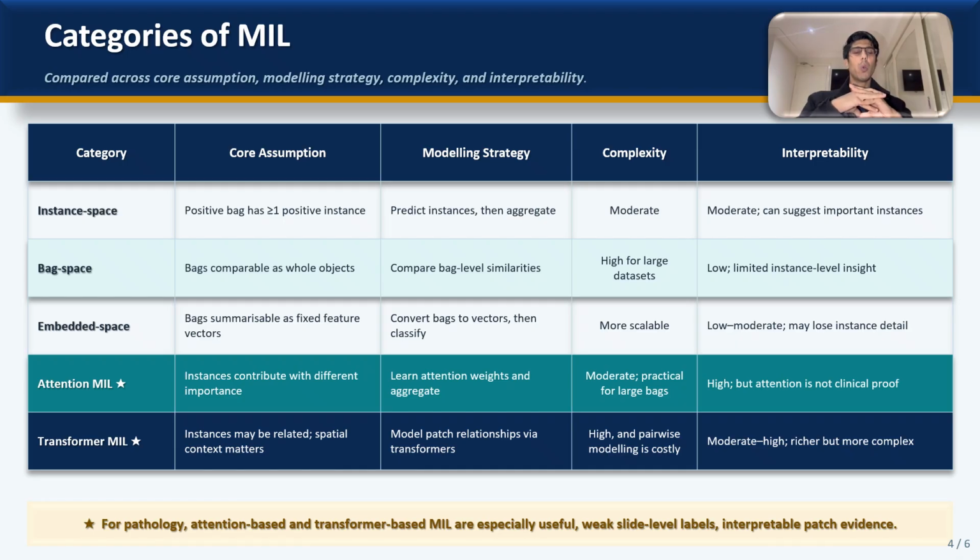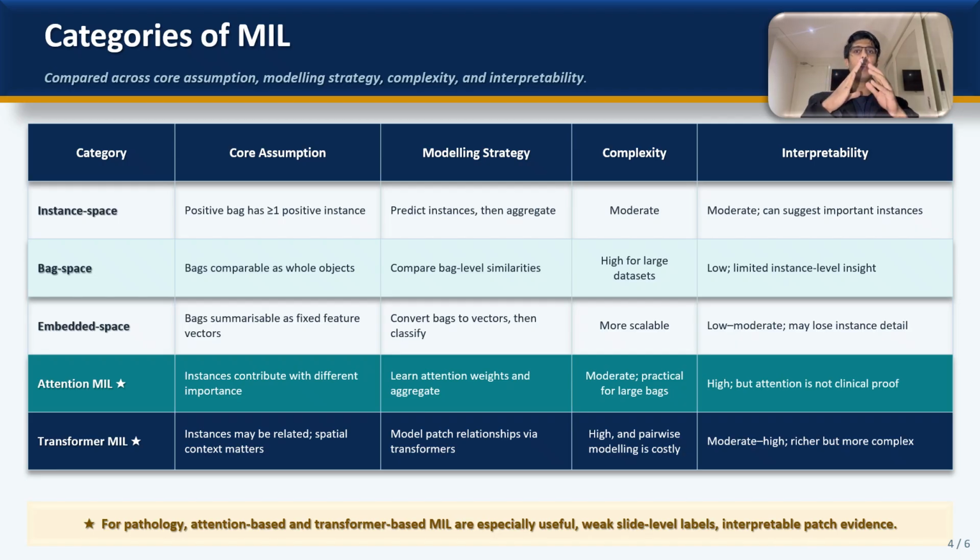Now we're going to talk about the categories of MIL. I compared 5 MIL categories across 4 dimensions: core assumption, modeling strategy, complexity, and interpretability. Instance space, bag space, and embedded space methods are the traditional approaches. They vary in how they represent bags and combine instance information, but generally offer low to moderate interpretability.